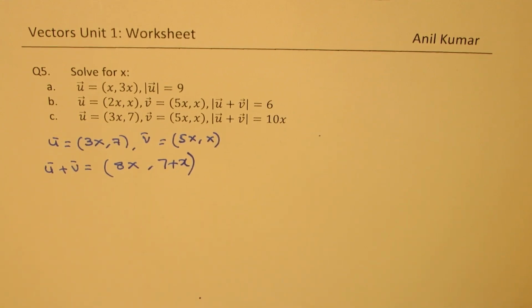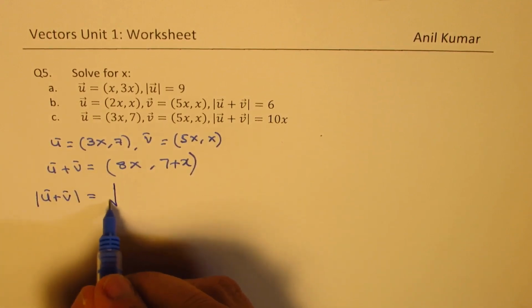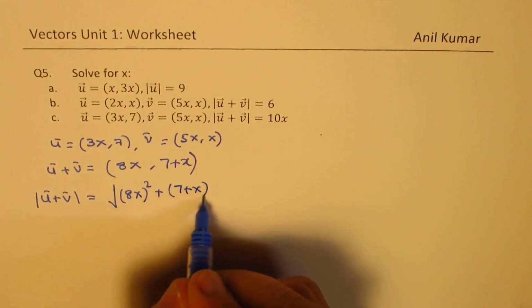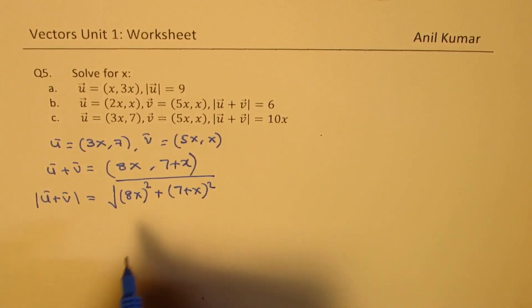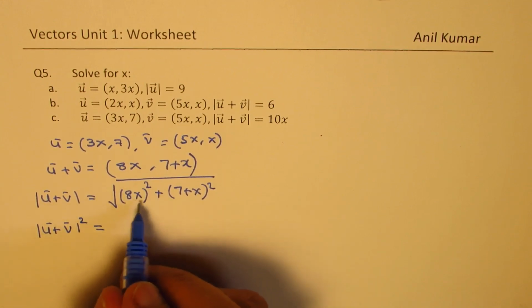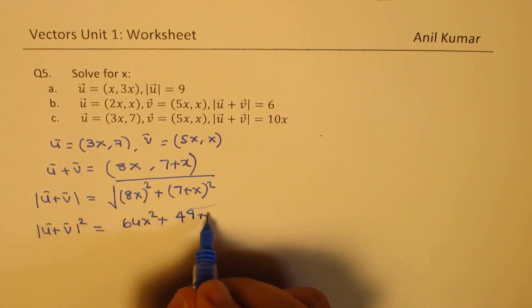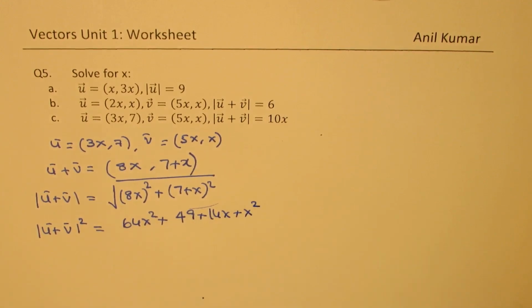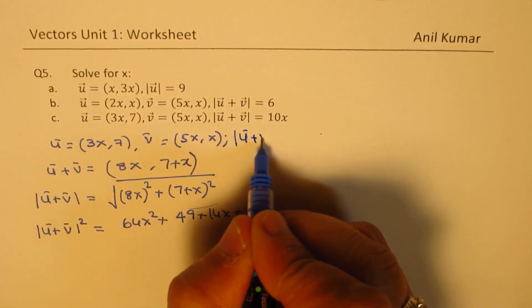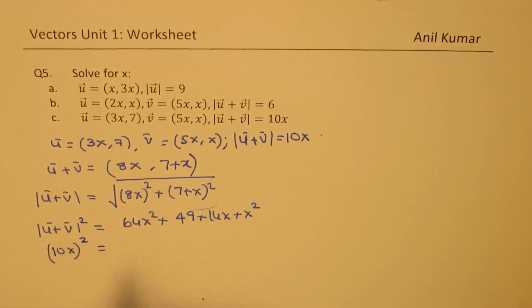Now, what is the magnitude of this sum? The magnitude of u plus v will be the square root of (8x) whole squared plus (7 plus x) whole squared, correct? Now it's a good idea to also write this as the square of this magnitude, equal to all this. So let me write this as 64x squared plus, let's expand this, 49 plus 2ab, which is 14x, plus x squared. The magnitude is given to us as 10x, right? So we are also given that the magnitude of u plus v is equal to 10x. So we'll replace this with (10x) whole squared equal to all this, right?